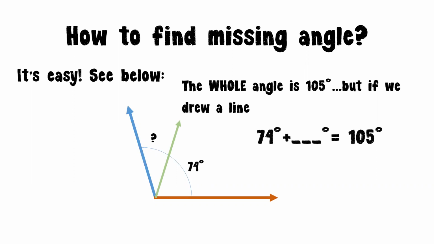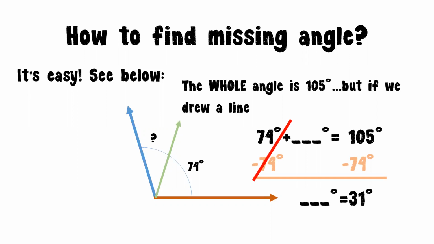All we have to do is 74 plus the question mark, we don't know, equals 105, because we know that the total angle is 105, and we know that from the green to the orange is 74, so we just need to know the missing number to get to the 105. So to solve for this, we subtract 74 from both sides, and we're left with 31. So the missing angle here is 31 degrees.